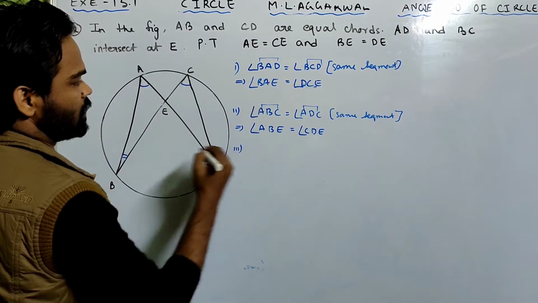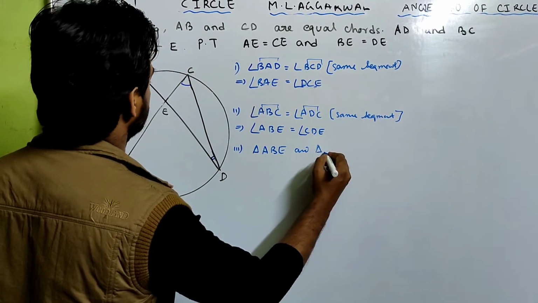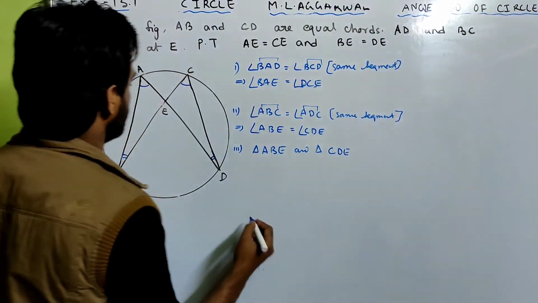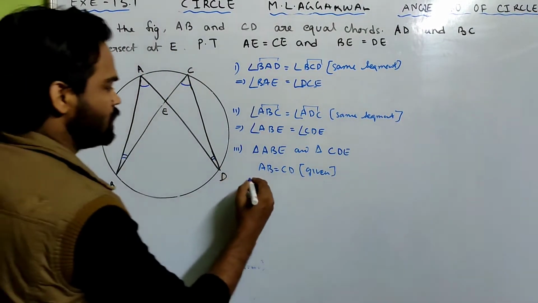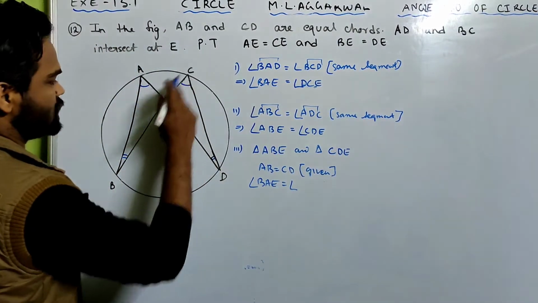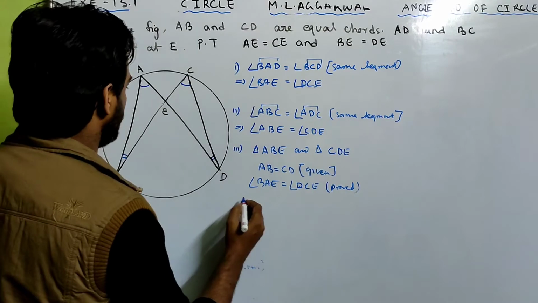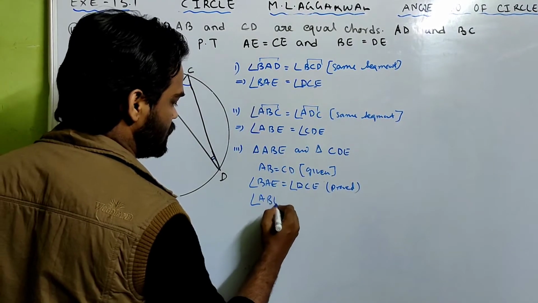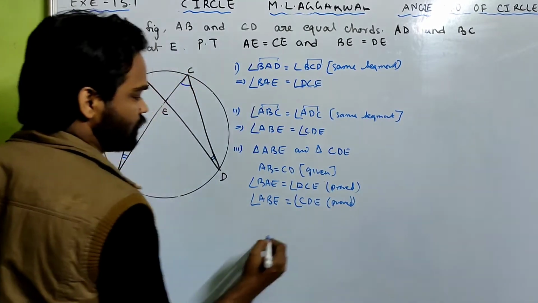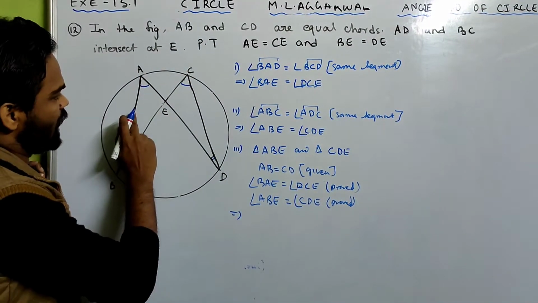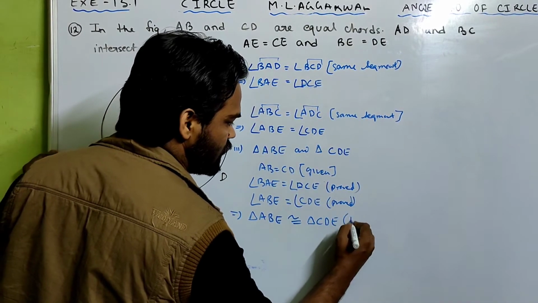Now look carefully. In triangle ABE and triangle CDE, AB is equal to CD. That's given to us. Angle BAE is equal to DCE. DCE proved. We have done that earlier, isn't it? And one more thing, angle ABE is equal to angle CDE, proved earlier. Which means these two triangles are congruent. Angle side angle. Triangle ABE is congruent to triangle CDE, angle side angle.